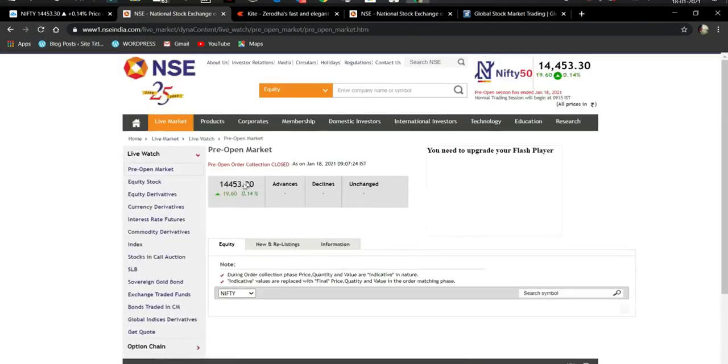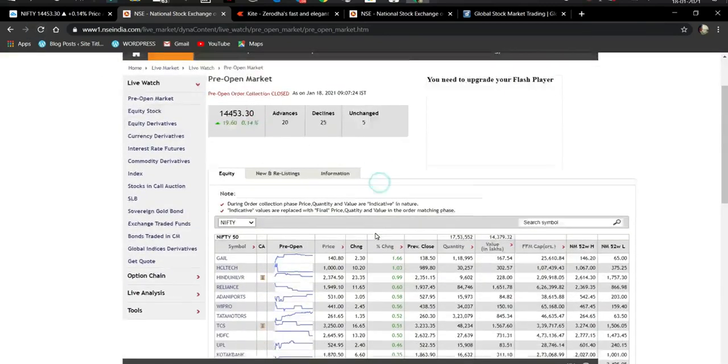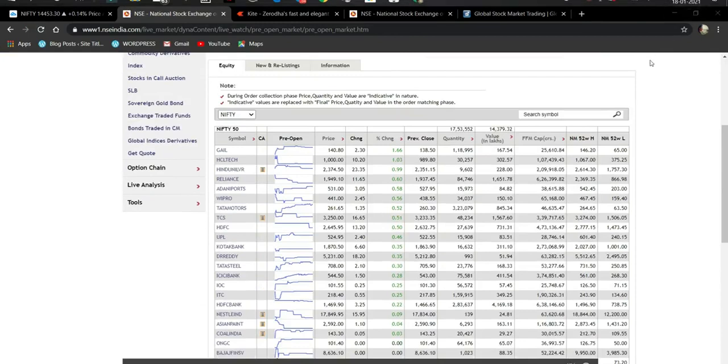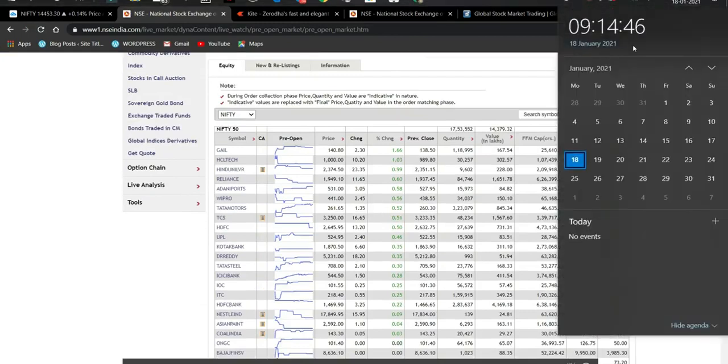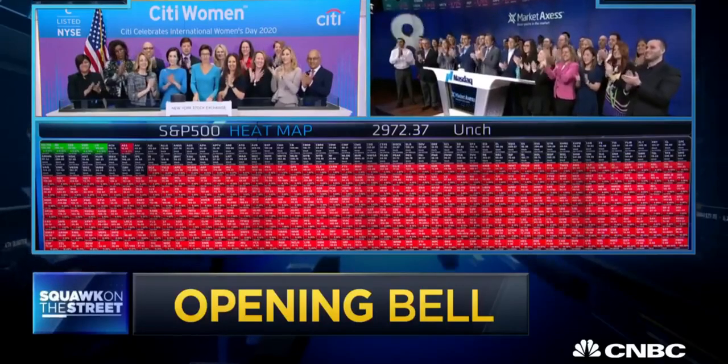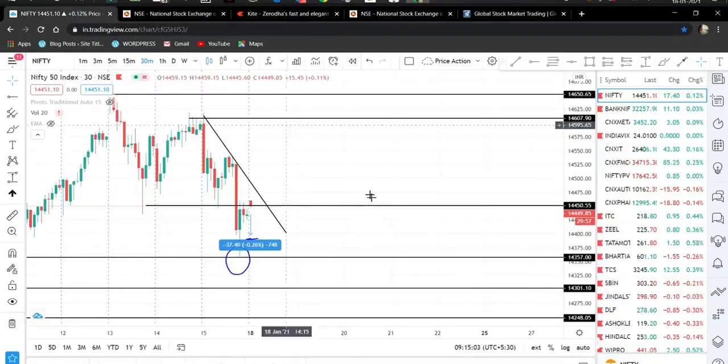So let's refresh the pre-market data again, and now the gap has been reduced significantly, and it's almost 9:15 a.m. Let's wait for the market to open. And the market has opened, and let's look at some charts.